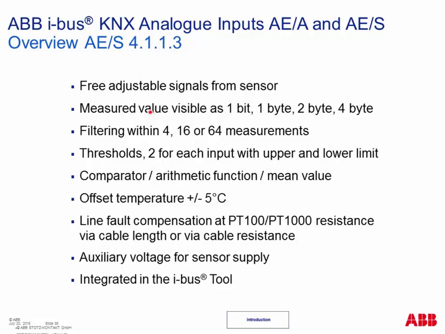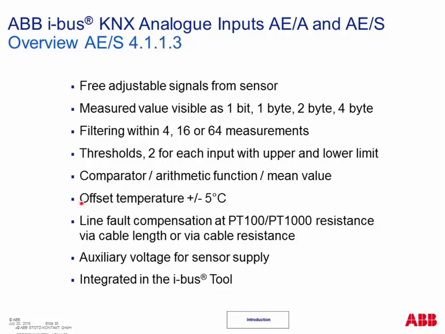Here is an overview of some parameters, for example. We can freely adjust signals from the sensor. It depends on the type of the sensor. We can send the values as 1 bit, 1 byte, 2 byte, or 4 byte, signed, unsigned, or also as a float voltage value. We can filter the measurements, maybe 4, 16, or 64 measurements. We can use up to 2 thresholds for upper or lower limit, and when it reaches its upper limit, it sends the 1 bit information. We have a comparator and arithmetic functions inside, the mean value, for example.